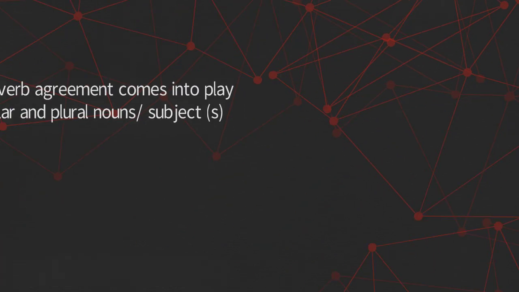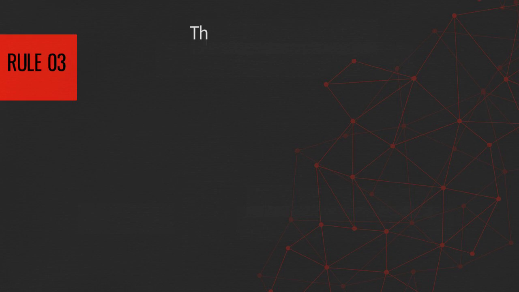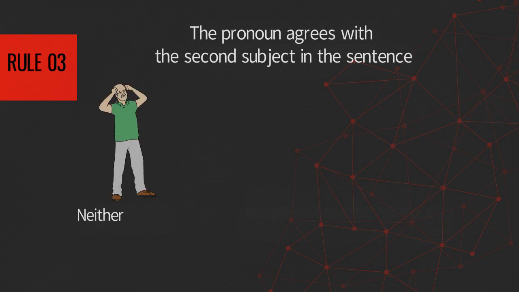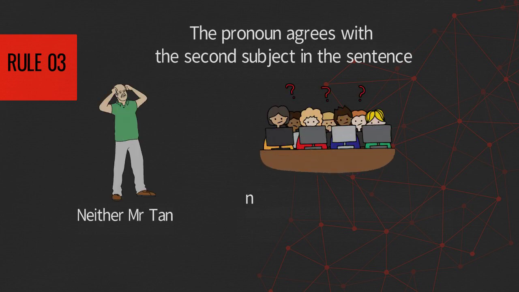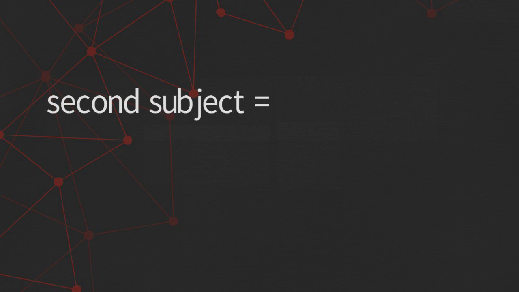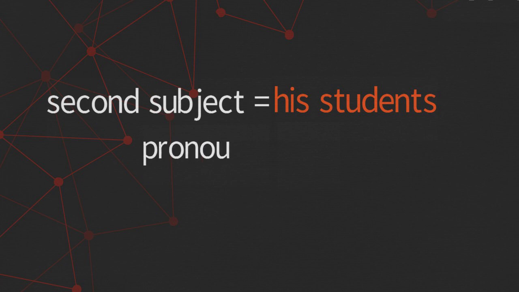The next rule is to make sure that the pronoun agrees with the second subject in a sentence. For example, neither Mr. Tan nor his students know how their work folders go missing. Let's review the info that we have. The second subject in the sentence is his students. Therefore, the pronoun following it should refer to the students. In this case, to complete the sentence, the pronoun is used to refer to the students and not Mr. Tan.